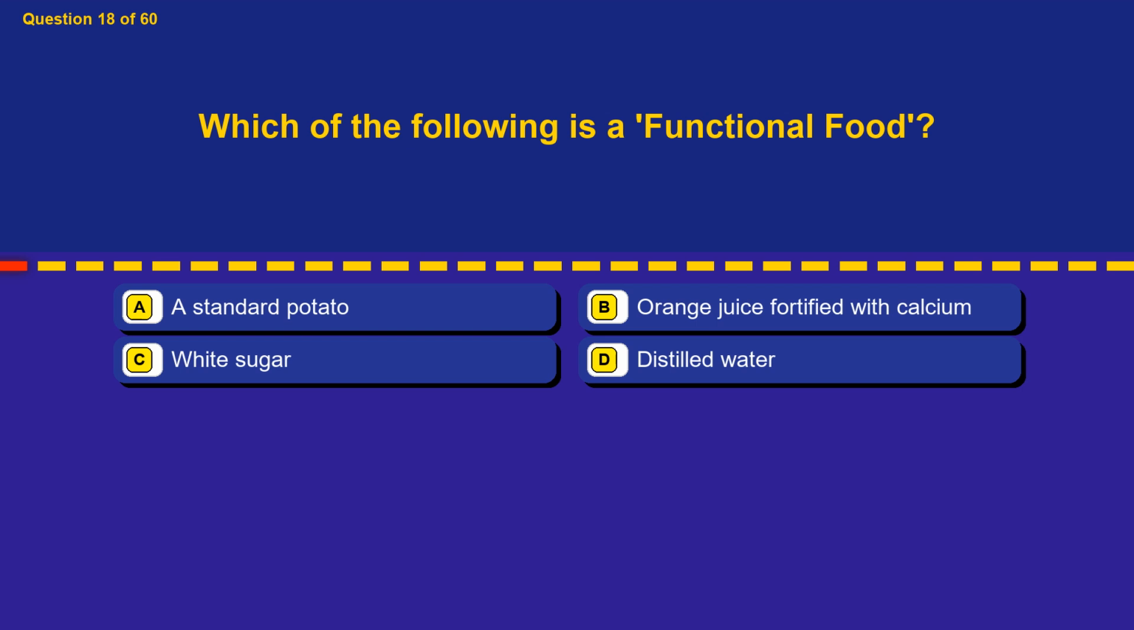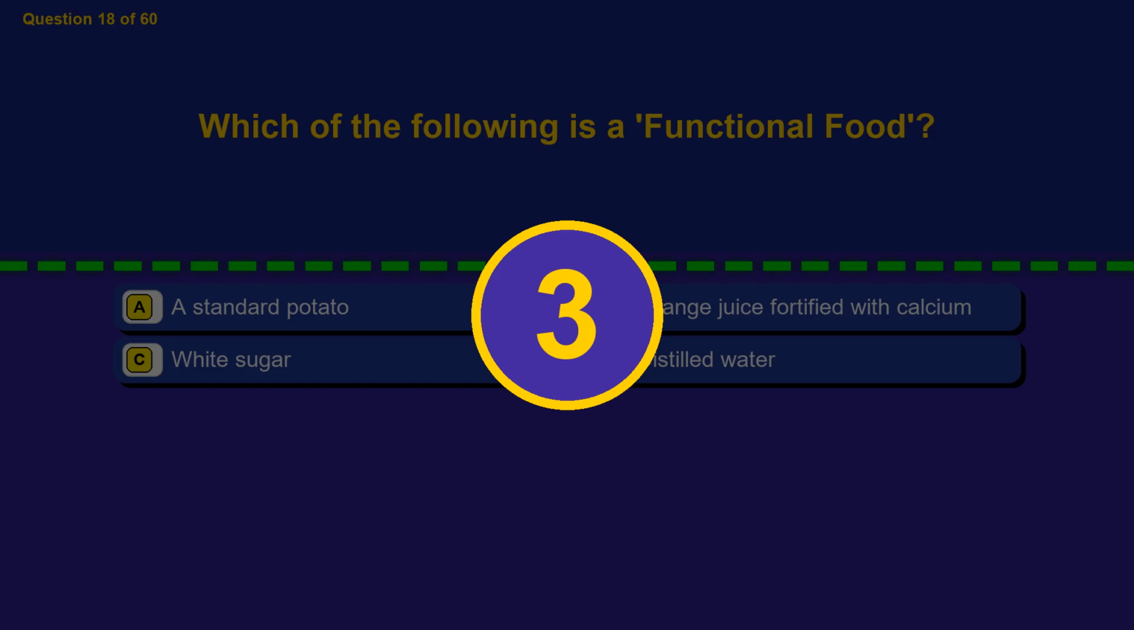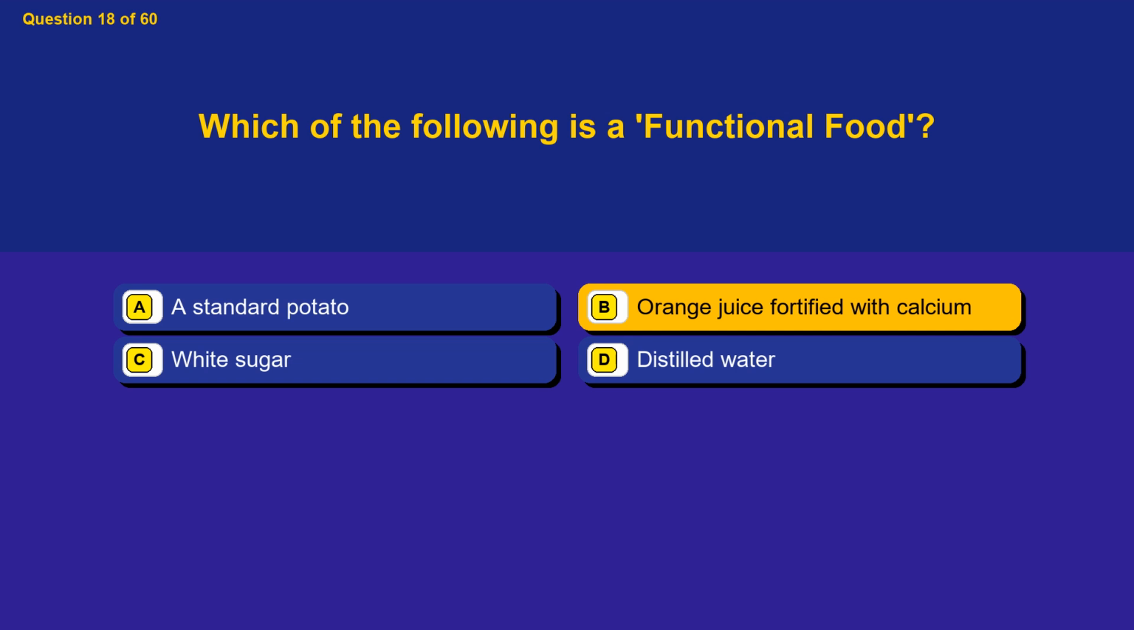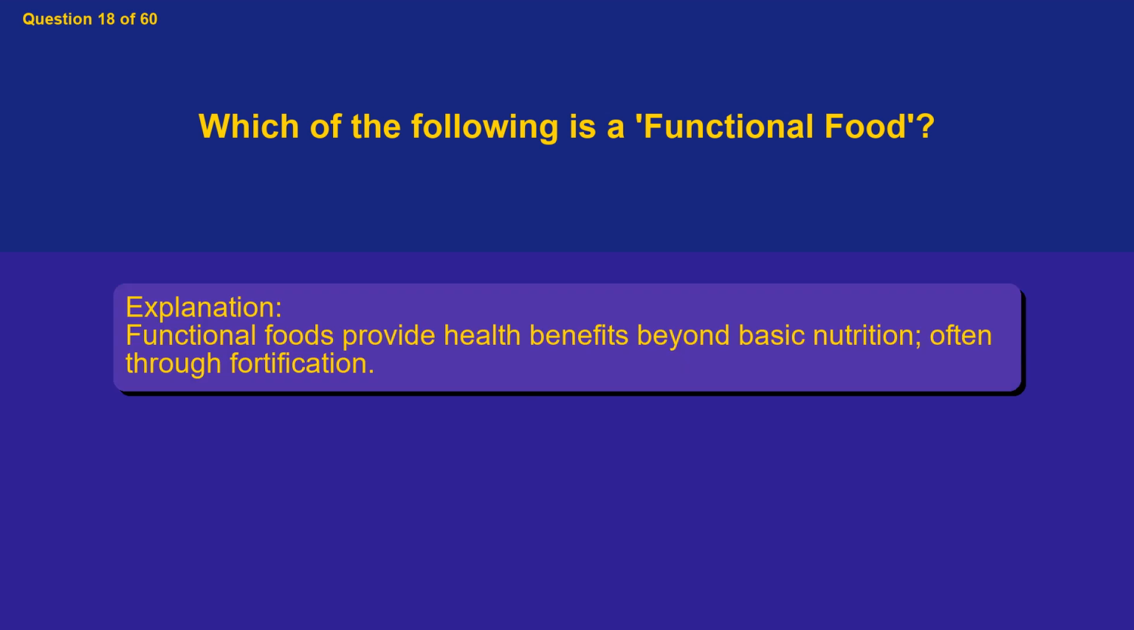Question 18. Which of the following is a functional food? Option A, a standard potato. Option B, orange juice fortified with calcium. Option C, white sugar. Option D, a distilled water. The correct answer is option B, orange juice fortified with calcium. Functional foods provide health benefits beyond basic nutrition, often through fortification.